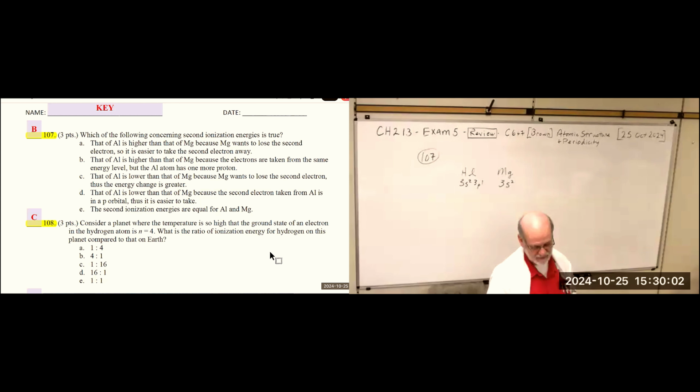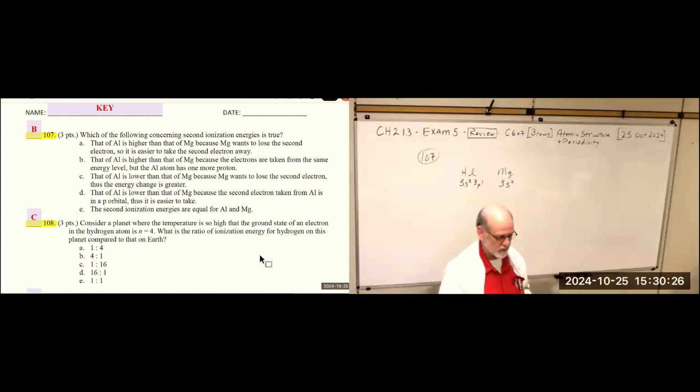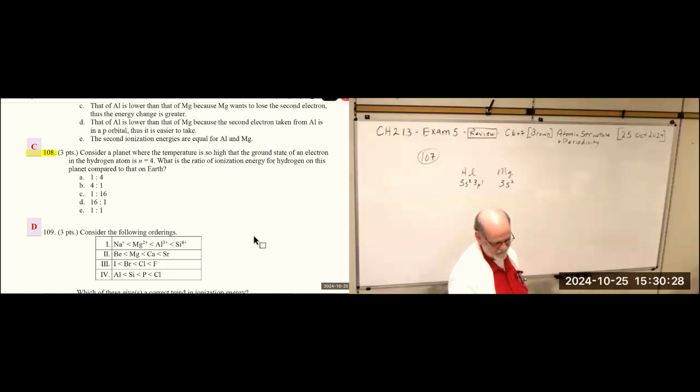Aluminum is higher than magnesium because the first one says magnesium wants to lose the second electron, so it's easier. That doesn't make any sense. None of them want to lose electrons. You have to add energy. So B is probably it, because the electrons are taken from the same energy level, but aluminum atoms has one more proton. That's it. Increased nuclear charge. Okay, 108. I think that's the last one.